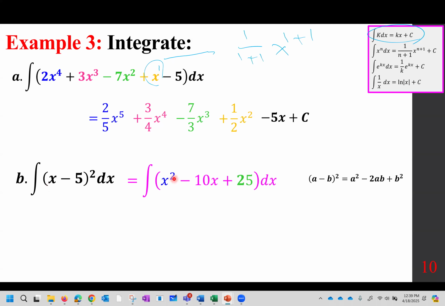So x squared, you add 1, 2 becomes 3, so 1/3 x cubed. This one, just like that one, I'm going to write 1 here, and I'm going to say minus 10 over 1 plus 1 x to the power of 1 plus 1. So that's minus 5x squared. 25 is a constant, so simply 25x plus a constant.